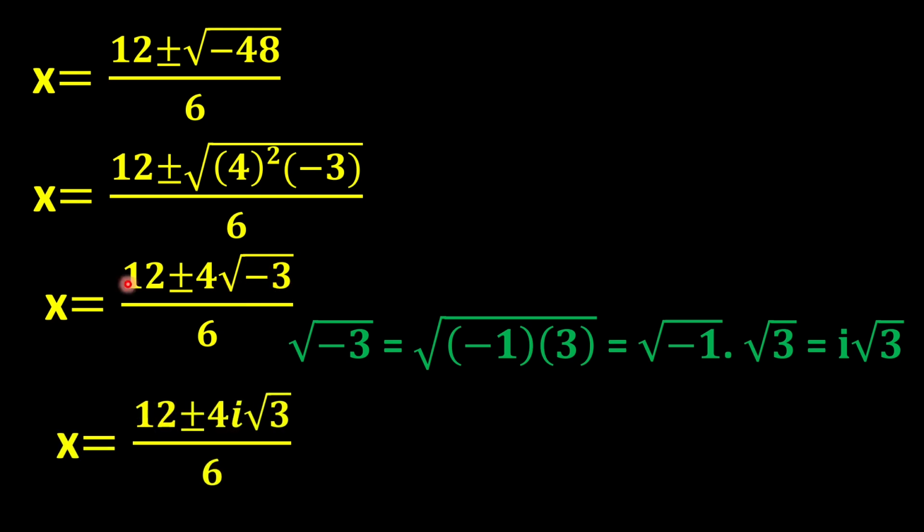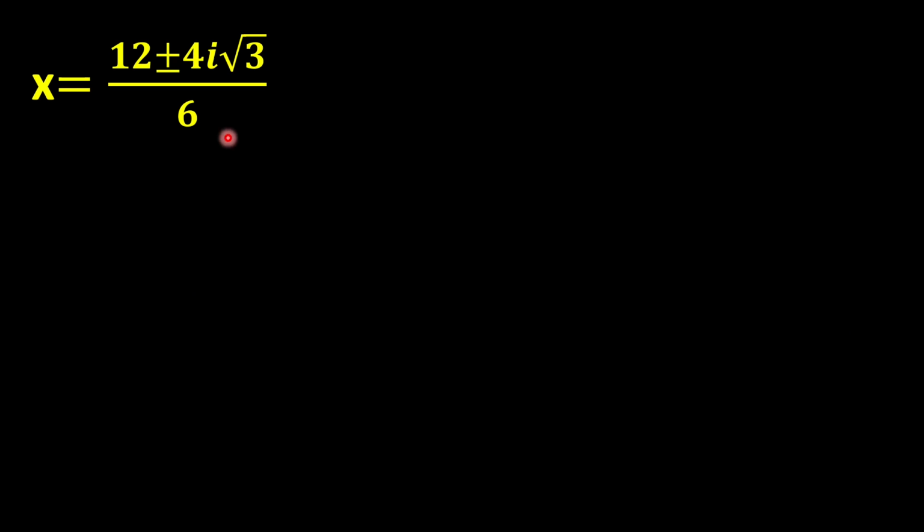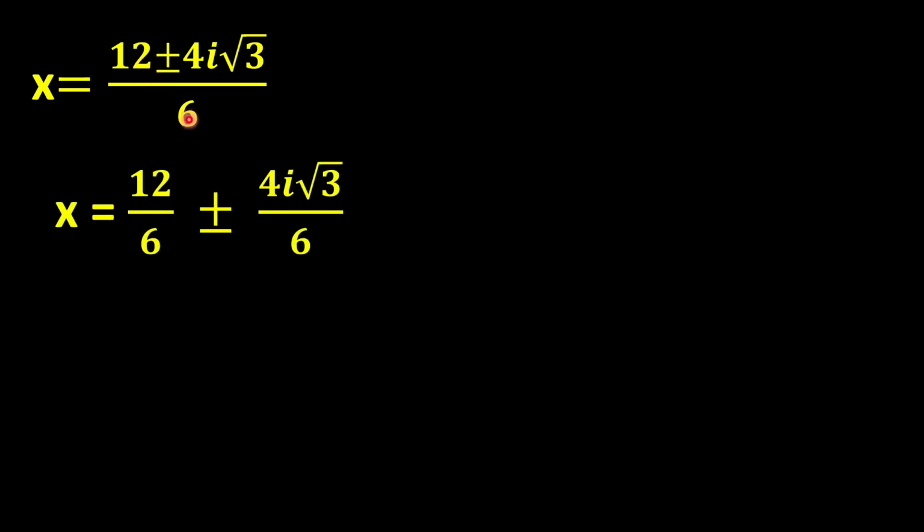So it means that we can put iota under root 3 in place of under root minus 3. So the question will become 12 plus minus 4 iota under root 3 divided by 6. And now here we will divide this 6 with both the parts, that is 12 divided by 6 and 4 iota under root 3 divided by 6. So this will become 2, and this will become 2 iota under root 3 divided by 3.